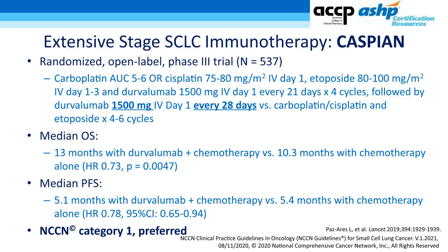You'll note similar outcomes with this trial as with the Empower 133, with 13 months of a median overall survival with the immunotherapy combination with chemo compared to 10.3 months with chemotherapy alone. Additionally, the median progression-free survival was also very similar to our prior IO trial, noting a very small margin of improvement in preference to the immunotherapy plus chemotherapy arm. NCCN also endorses this combination as a Category 1 preferred regimen.